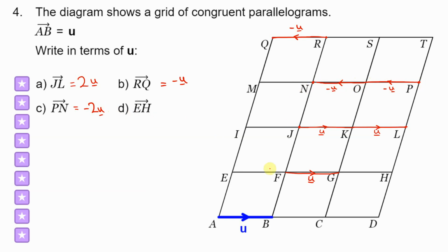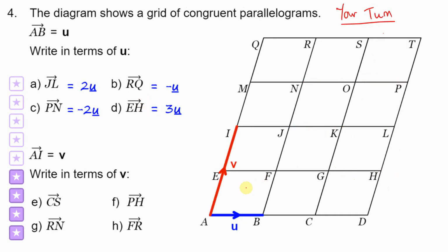And then EH. So E to H. So I'm going to go across one block. I've already drawn this one on. That would be my second. So that would be 2U so far to get from E to G. But from E to H, it's going to be a third one. So that will be 3U.